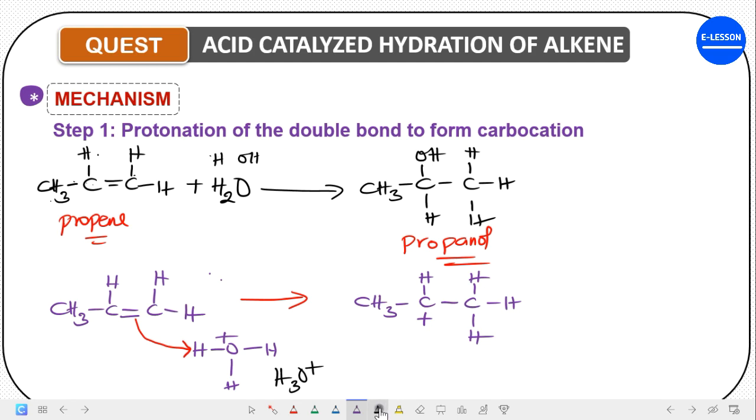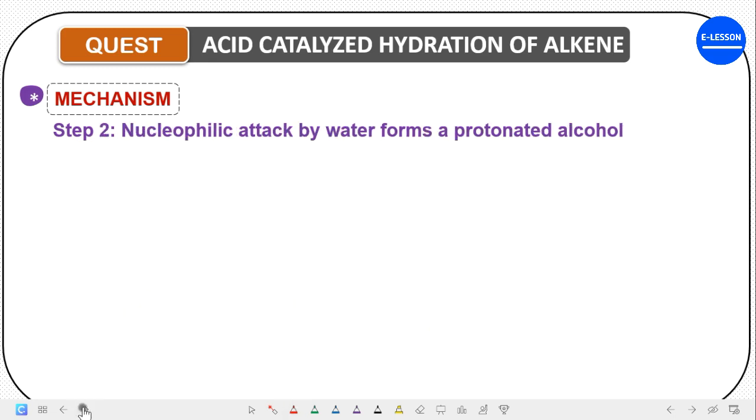Now this is what we call a carbocation. Okay, this is what we call a carbocation. So that is the first step of the reaction. Now the second step is nucleophilic attack by water forms a protonated alcohol.